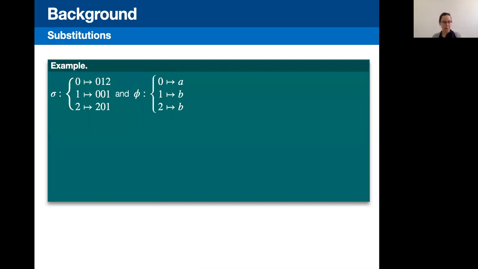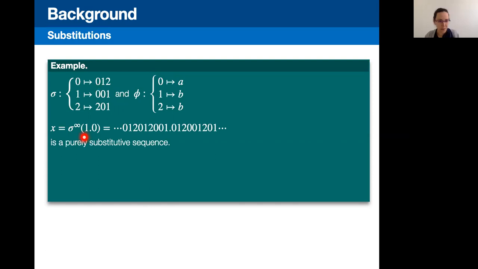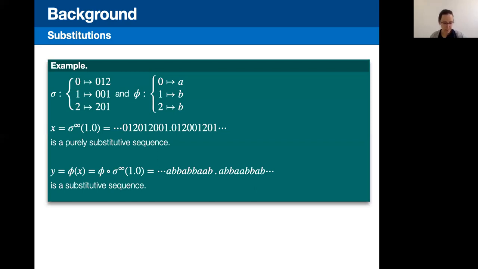For example, if we look at this substitution sigma and this morphism phi, we can define the fixed point of sigma. In fact, we can have two different fixed points because sigma is right prolongable on 0 and left prolongable on 1 and 2. If we take 1, 0 and iterate it with the substitution sigma, we obtain this infinite sequence that we call a purely substitutive sequence. If we take its image by the morphism phi, we obtain this substitutive sequence.